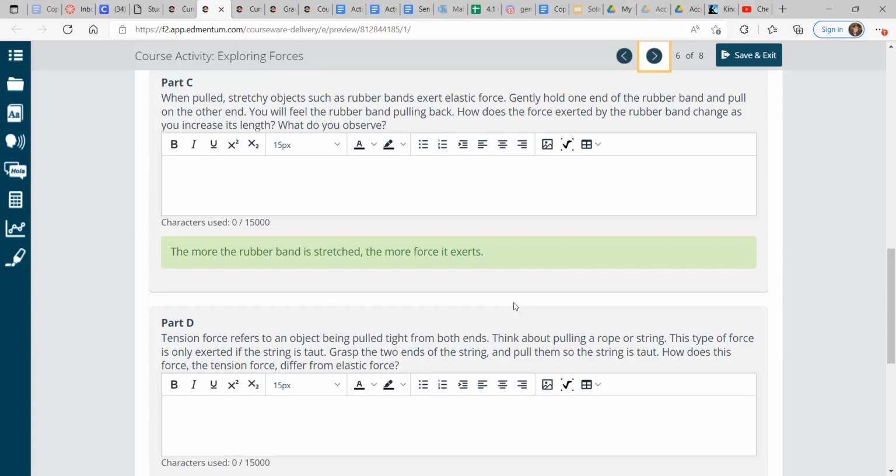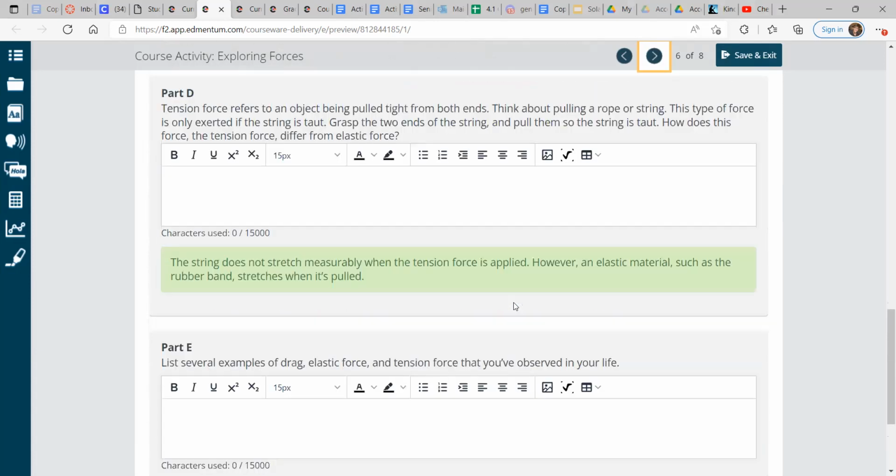That's the thing about elastic force and elasticity. The more stretch there is, the more force. Tension force refers to an object being pulled tight from both ends. So think of having a string or rope and then pulling on both ends of that rope.